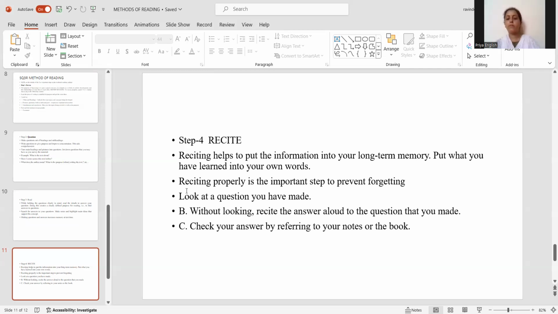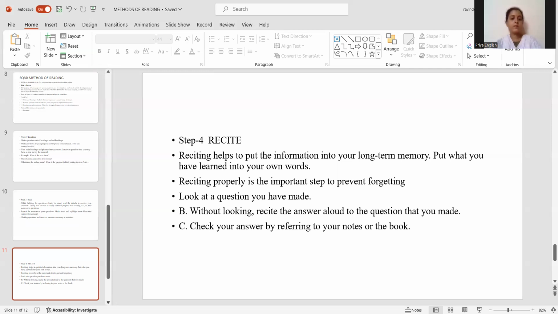Look at a question you have made. Without looking, recite the answer aloud to the question that you made, and check your answer by referring to your notes or the book. Reciting means you're repeating it to yourself. Whatever questions you have framed, just try to repeat the answer to that question so that you can memorize it well. It can be stored in your memory for a longer period of time. After that, you can check in your notes whether your answer is correct or not. Just try to assess yourself in this way, whether you have understood the text or not.